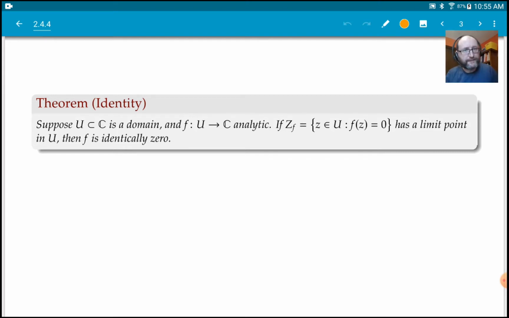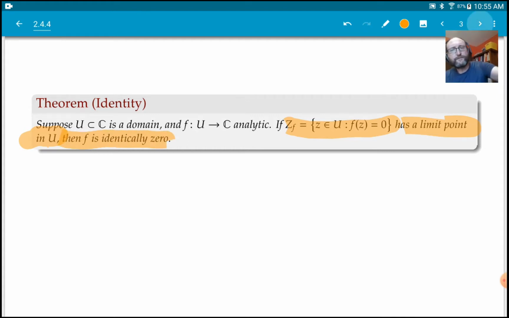That's what analytic means. Now let's define this set Z_f to be the set of zeros, the set of roots, the set of points where f is 0. And let's suppose that this set has a limit point in U. So there's some sequence of these points. You don't have to take all of them, just some sequence of them. And this sequence has a limit, and the limit is inside U. So it can't be on the boundary, it's inside U. Then f is identically 0.